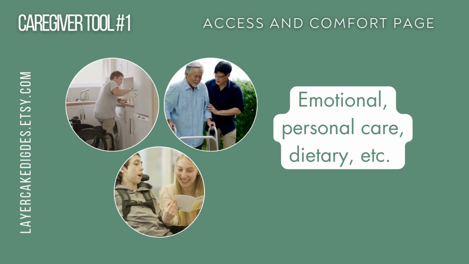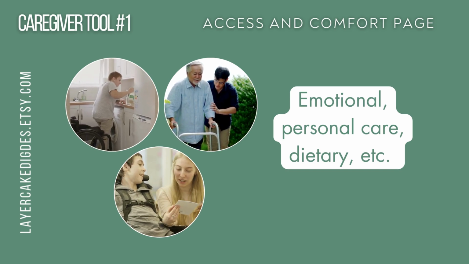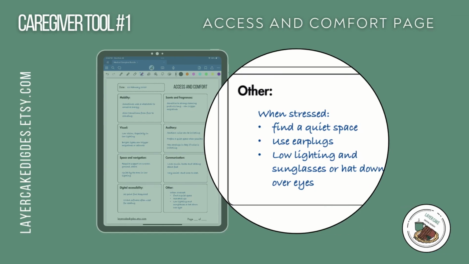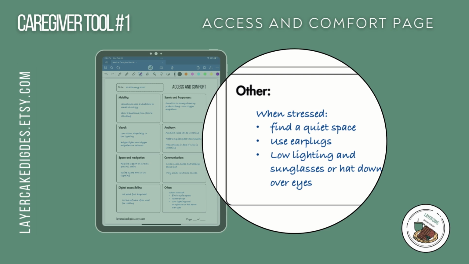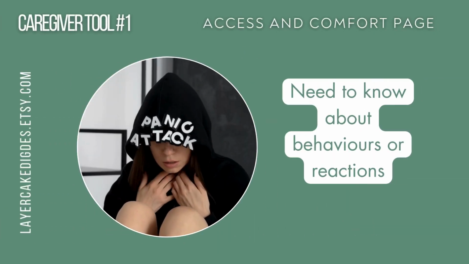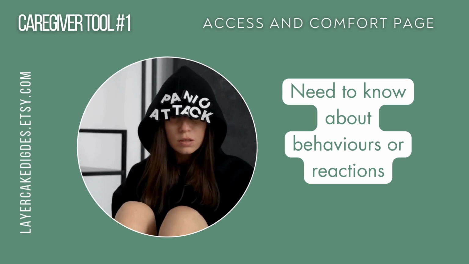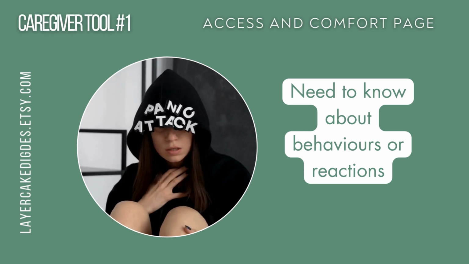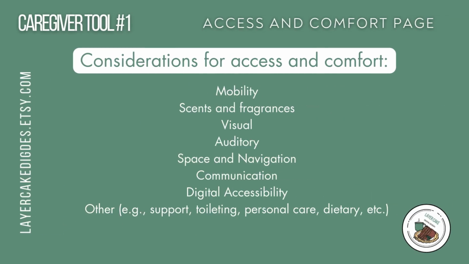In this section, for example, you can list what happens when an individual is stressed and how to meet their needs. Maybe they need a quiet space and to use their earplugs. Maybe they need low lighting or access to sunglasses, or to let someone know that if they have their hat down or their hood is covering their eyes, that it's to accommodate their sensory needs and not a sign of disrespect. This list isn't exhaustive and it's not going to cover everything right off the bat, but the conversation is the important thing to have.